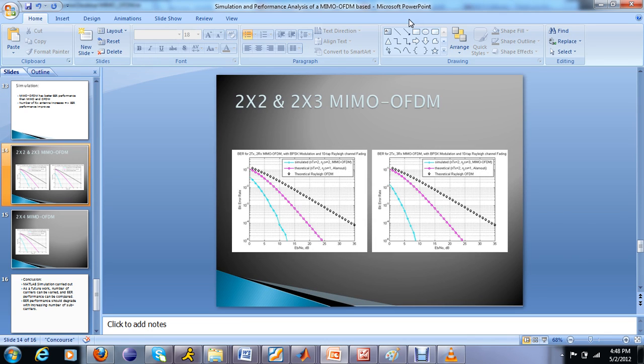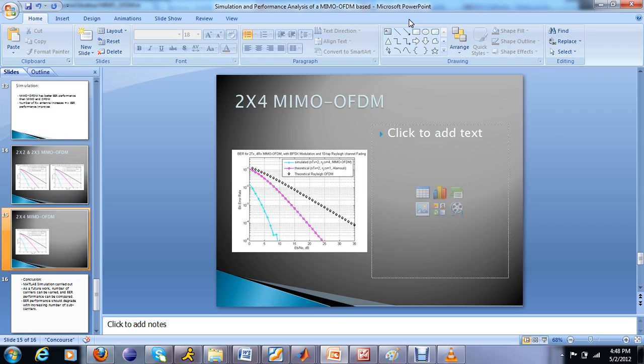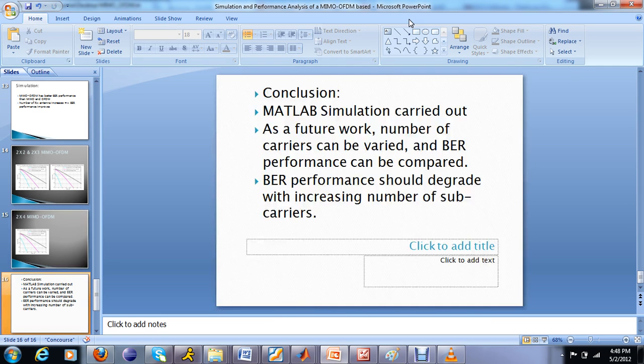We can see that as the number of receiver antennas increases, the bit error performance becomes better. The same pattern follows when the number of receiver antennas is increased to 4, the bit error performance further improves. I conclude that MIMO-OFDM has a much better error performance than MIMO and OFDM individual systems, and as the number of receiver antennas increases, the bit error rate performance improves.